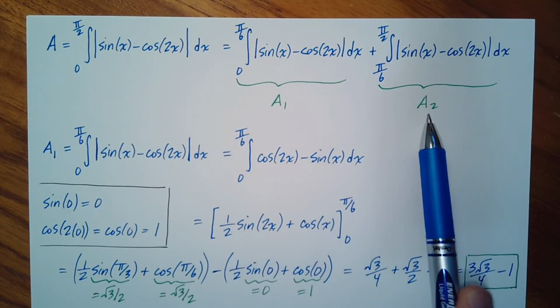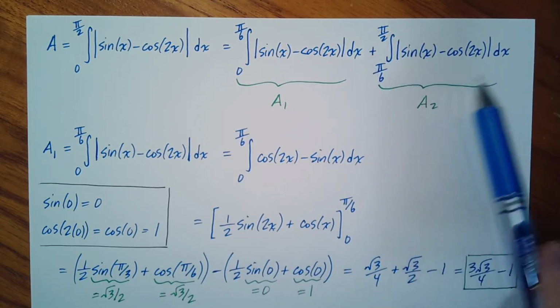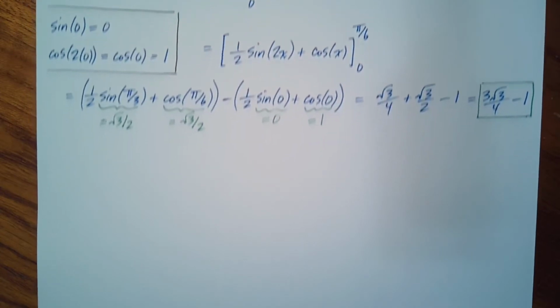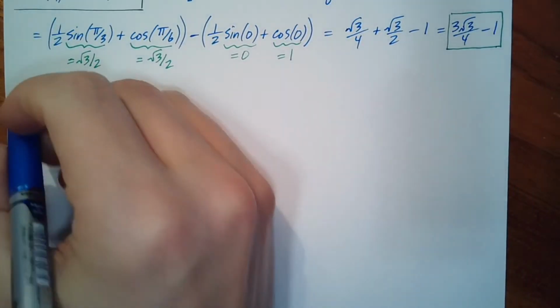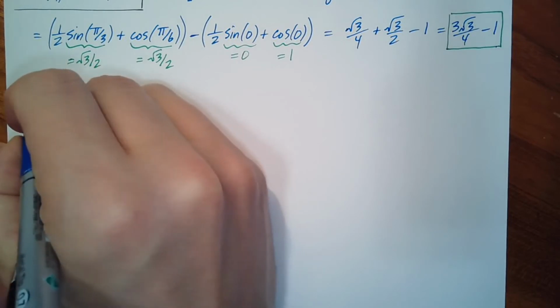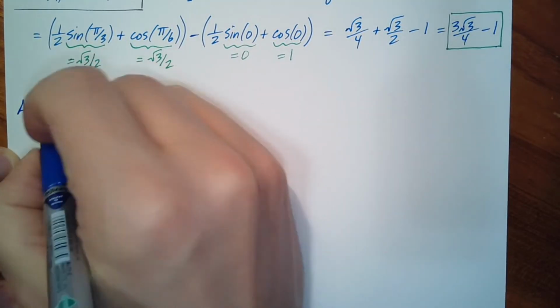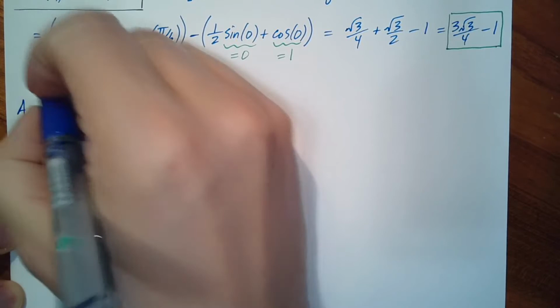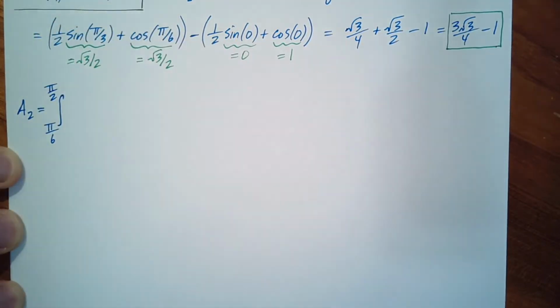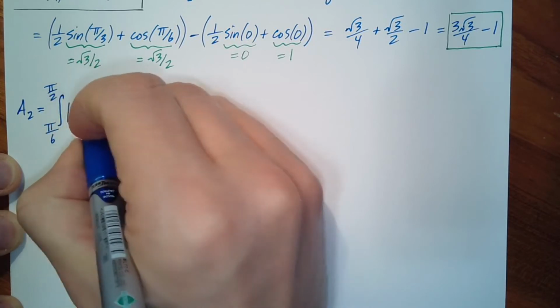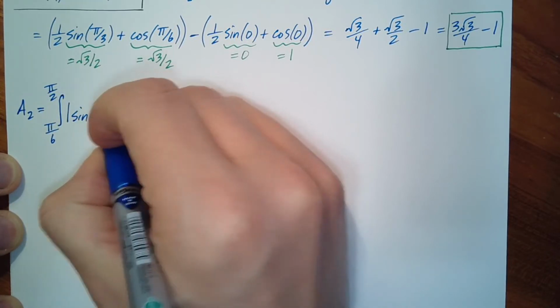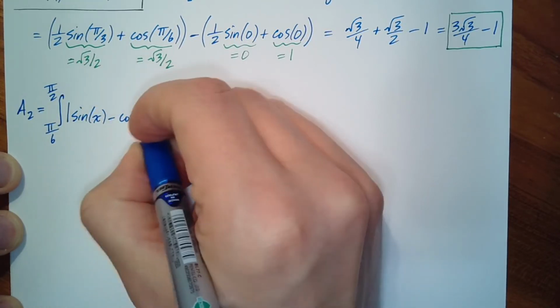So we'll do the same thing. We're just going to work this one out in the exact same manner. And it's not really any harder. It's the same thing, so we get a chance to practice this technique again. So A2 is the definite integral from pi over 6 to pi over 2 of, well, the absolute value of sine of x minus cos of 2x.